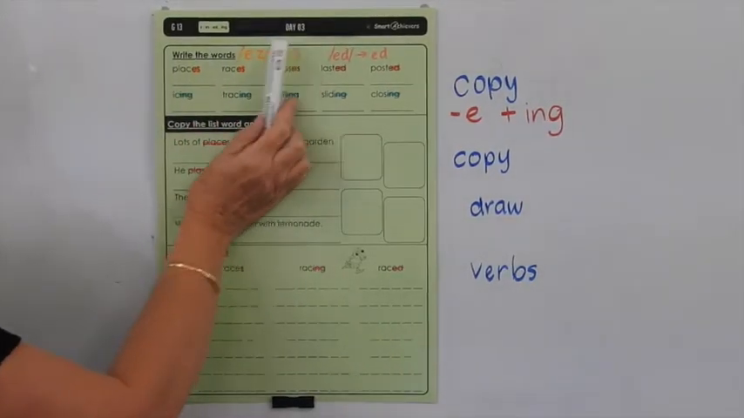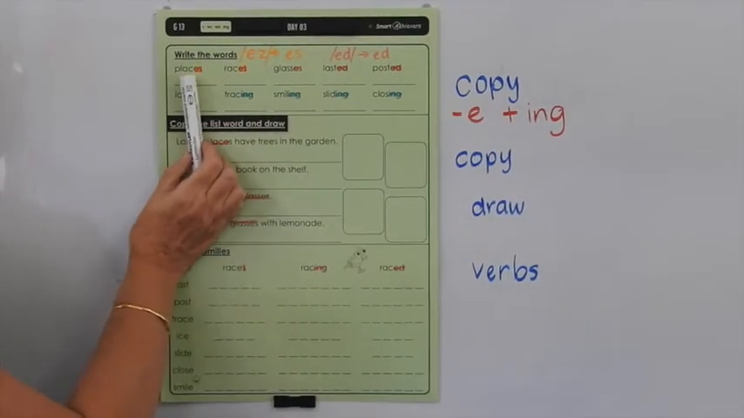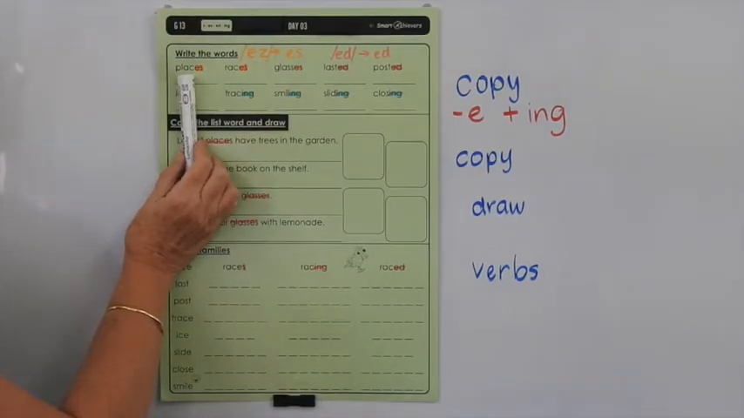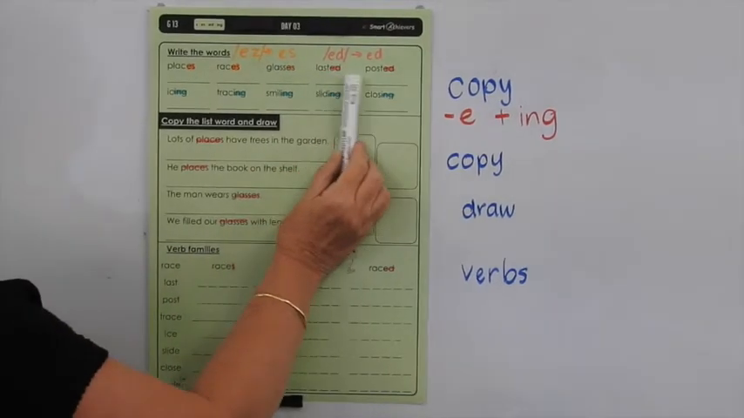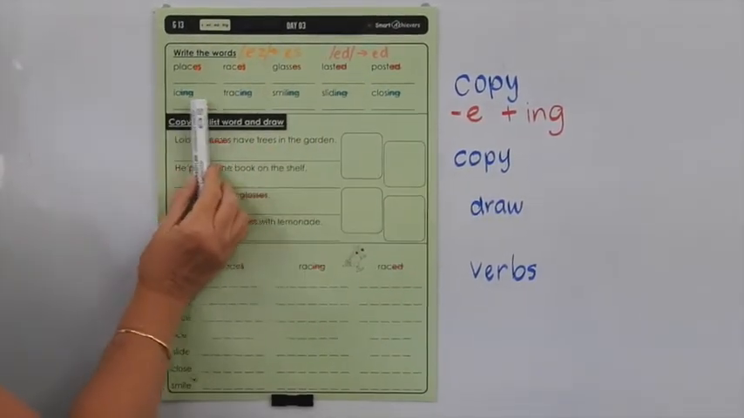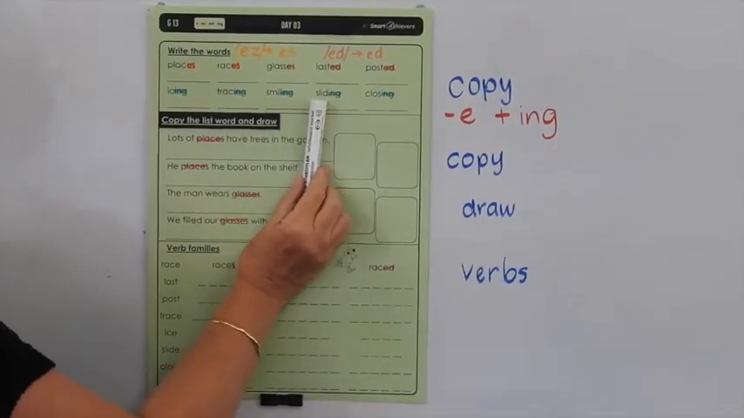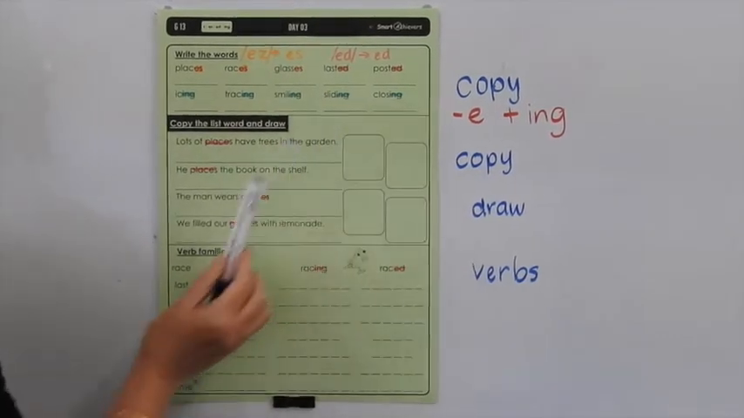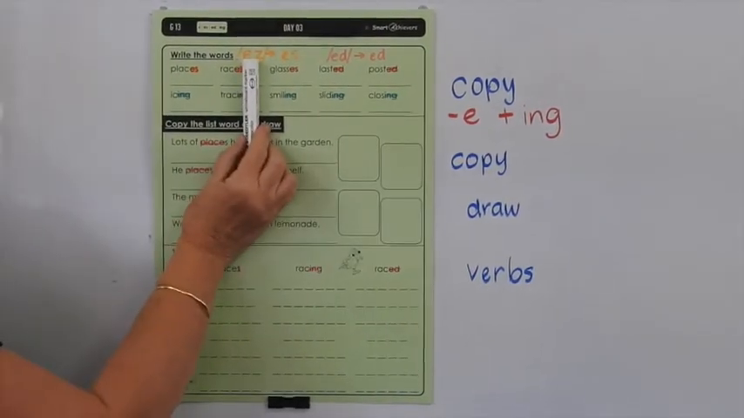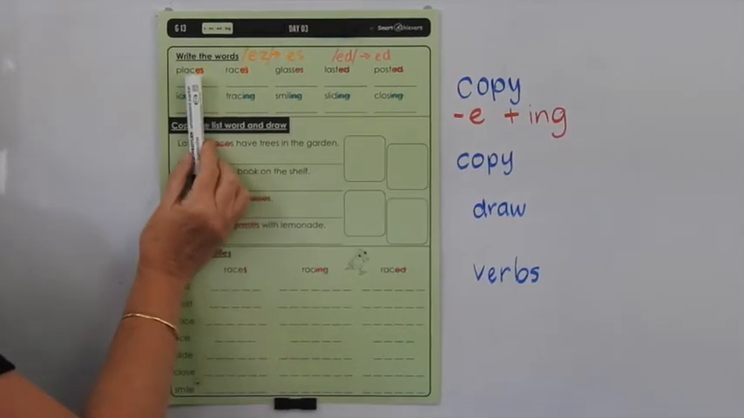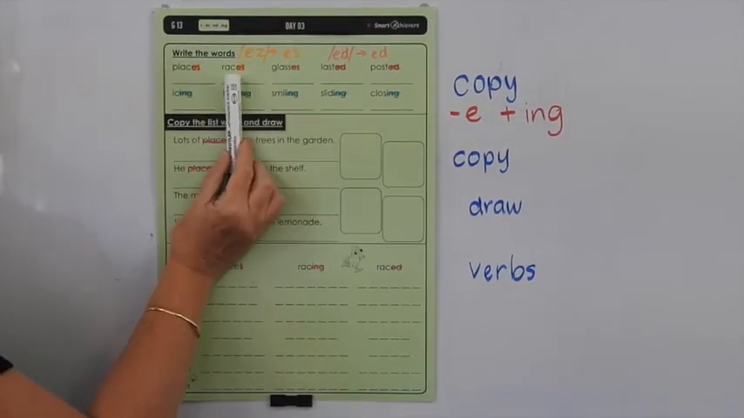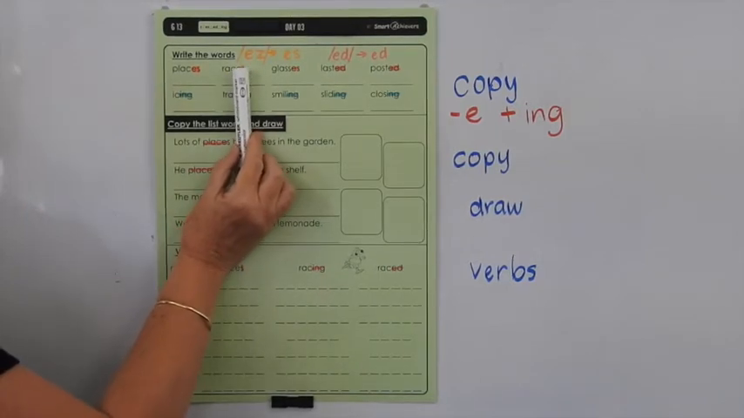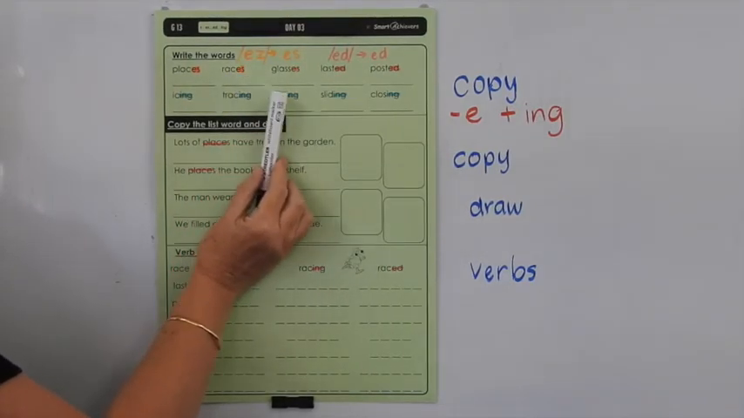G13 day 3, we have to write the words for these words here. So we're doing places, races, glasses, lasted, posted, icing, tracing, smiling, sliding, closing. Now remember, when you hear /iz/ at the end of a word, you write es. So even though the E is already there for place, we just have to add the S. Race, we just have to add the S because the E is already there.